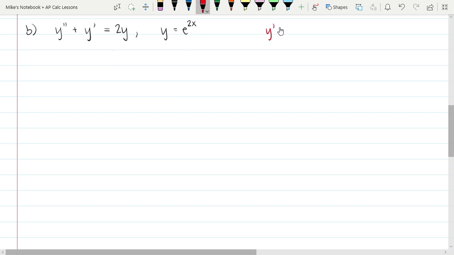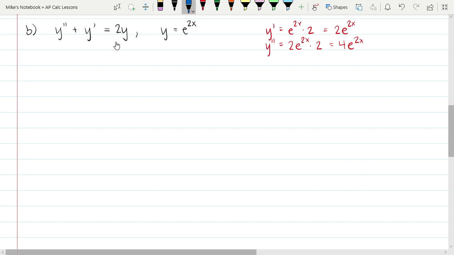So y prime will equal, so remember this is e to the u, so the derivative of e to the u is e to the u times the derivative of u, which I'm going to rewrite as 2e to the 2x. And that means the second derivative is going to be the derivative of the first derivative. So that's going to be 2e to the u times the derivative of u, which becomes 4e to the 2x.